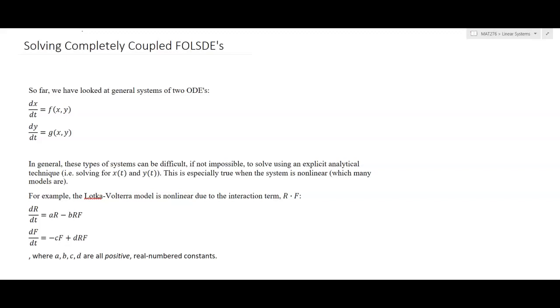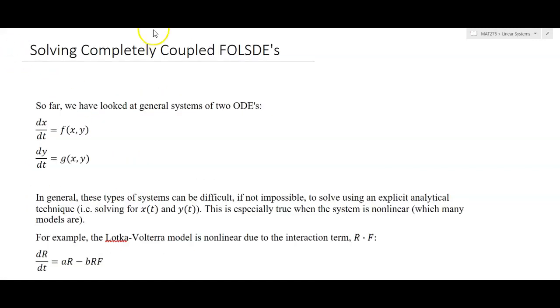So let's recap. So far we've looked at a general system of two ODEs where in general we have no restriction on our functions except that dx/dt can potentially depend on x and y, and dy/dt can also potentially depend on both x and y. In general, these types of systems can be difficult, if not impossible, to solve using an explicit analytical technique. So solving for x of t and y of t often requires some sort of integration, and these can be pretty difficult to solve. This is especially true when the system is nonlinear, which many models are.